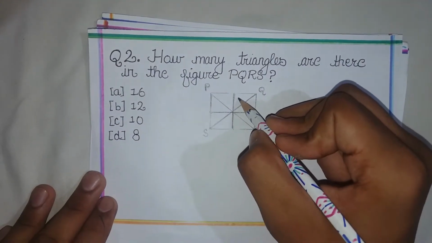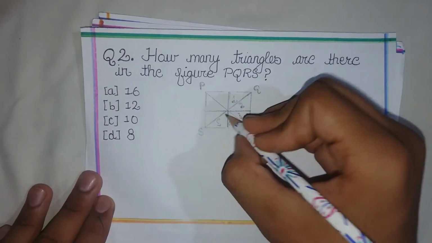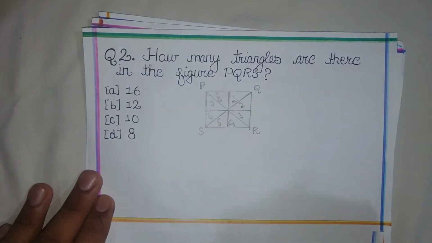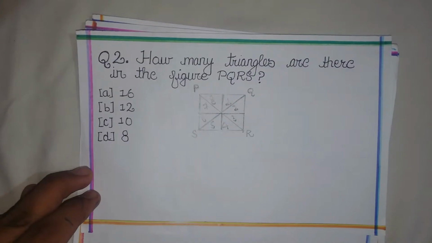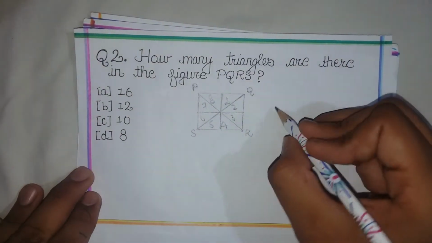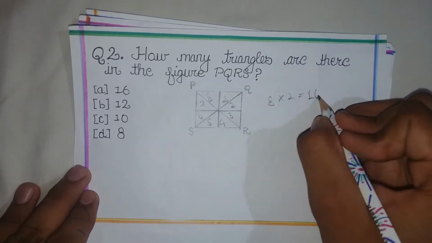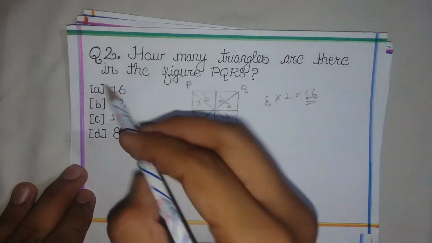Here, first label it 1, 2, 3, 4, 5, 6, 7, 8. So guys, you can see that the number of small triangles here are 8. The thing you have to do is multiply this with 2. 8 into 2 is equal to 16. So the answer we have is 16.